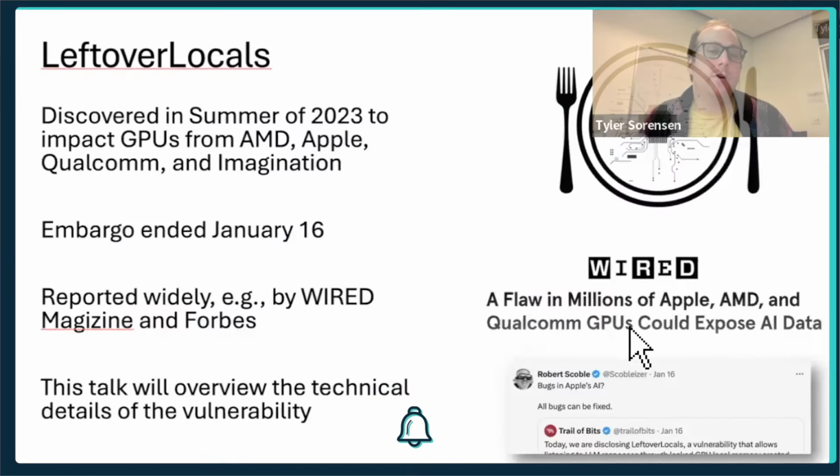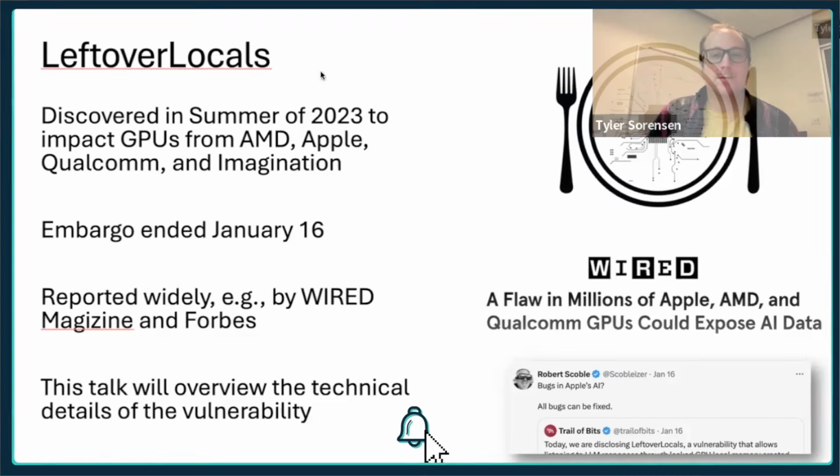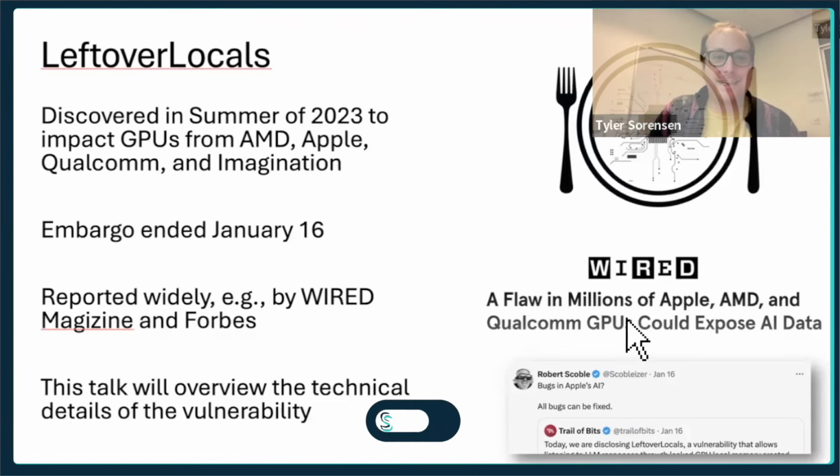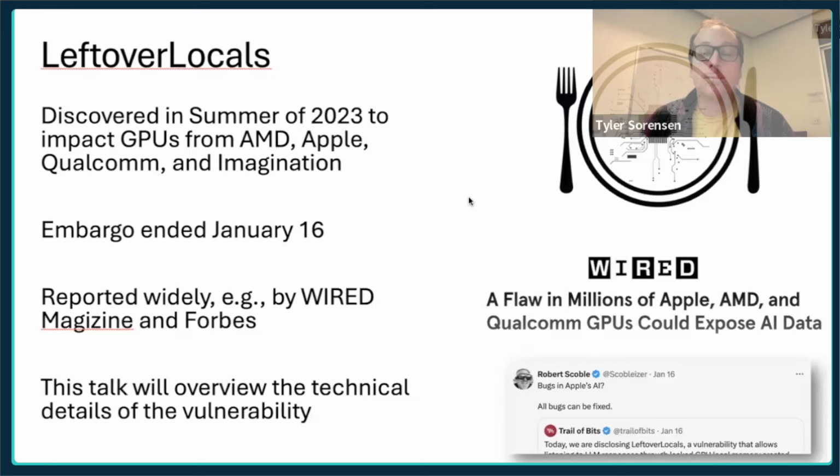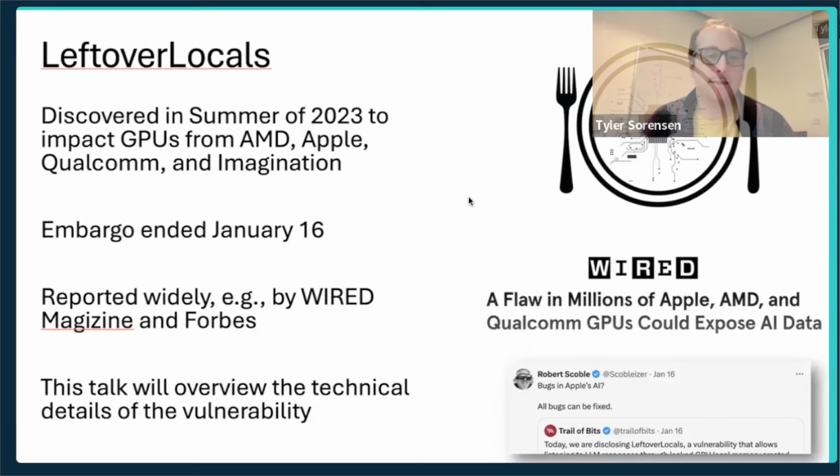As a brief overview, we call this vulnerability LeftoverLocals. We have this nice AI-generated logo for it, like all security vulnerabilities get these days. We discovered it last summer in 2023. We showed that it impacted GPUs from AMD, Apple, Qualcomm, and Imagination. We released it publicly after working behind the scenes with these companies.